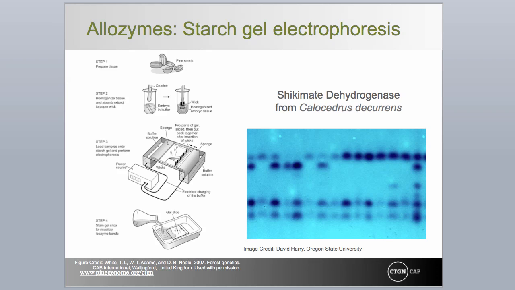Over the next few slides, we will introduce three types of markers: Allozymes, SSRs, and SNPs, the first two of which are mentioned only briefly, for they still find utility in forestry applications. SNPs will be discussed at length.